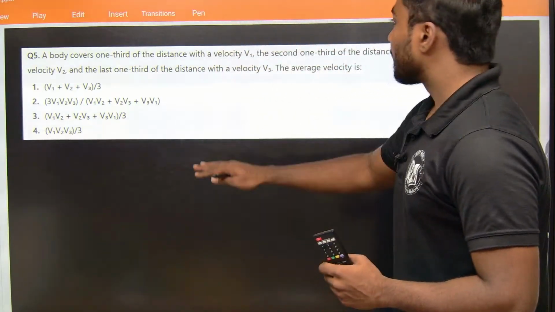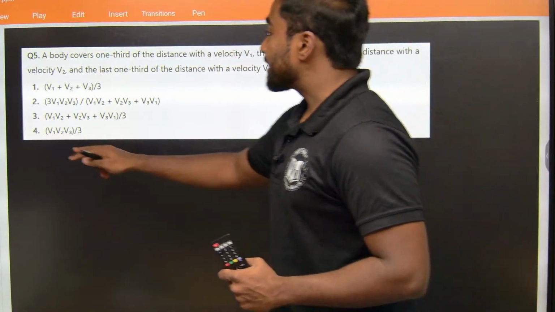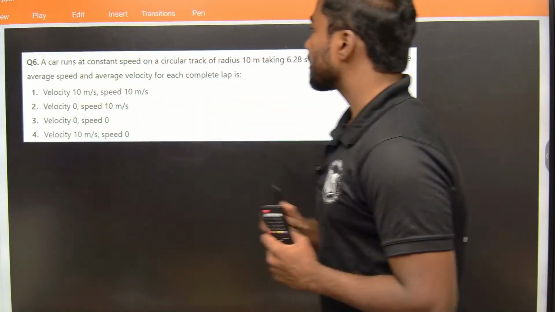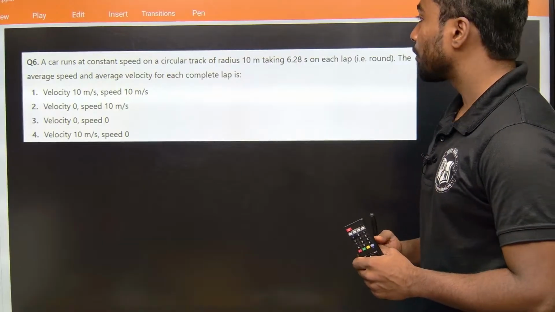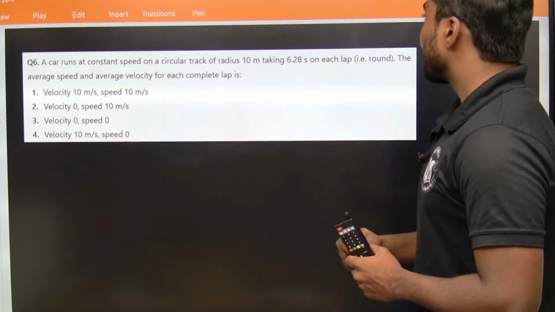So this was the last question. So we'll go for the next question. The next question is, a car runs at constant speed on a circular track of a radius 10 centimeter.